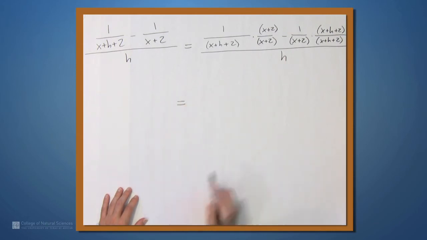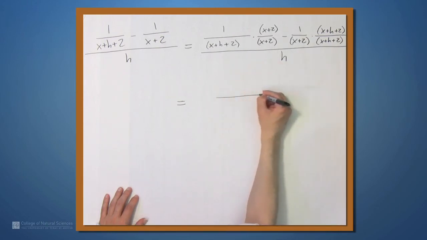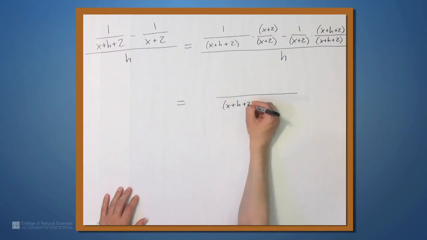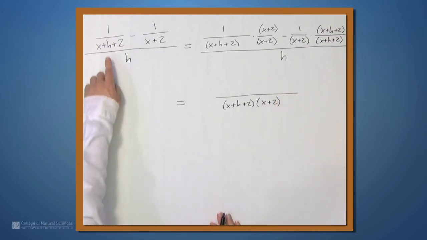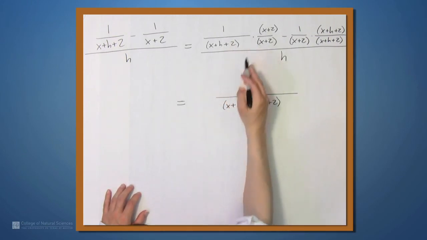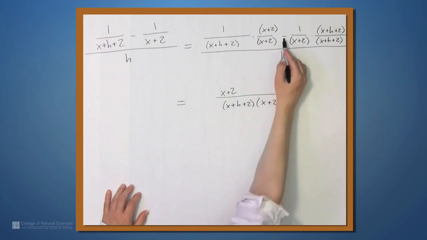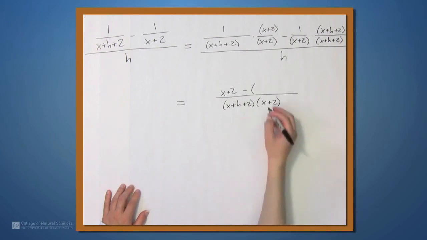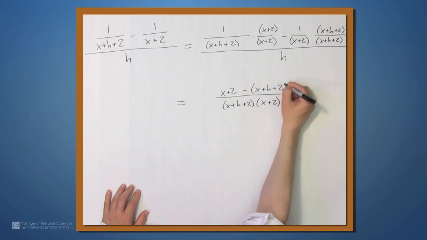So what does this thing equal? Well, here we now have everything over a common denominator, and that common denominator is x plus h plus 2 times x plus 2. Right? Remember, it's just the product of the original two denominators. What about what's going on the top? 1 times x plus 2 gives us x plus 2. And then minus 1 times this thing. So minus, and we have to remember to put this in parentheses, x plus h plus 2.